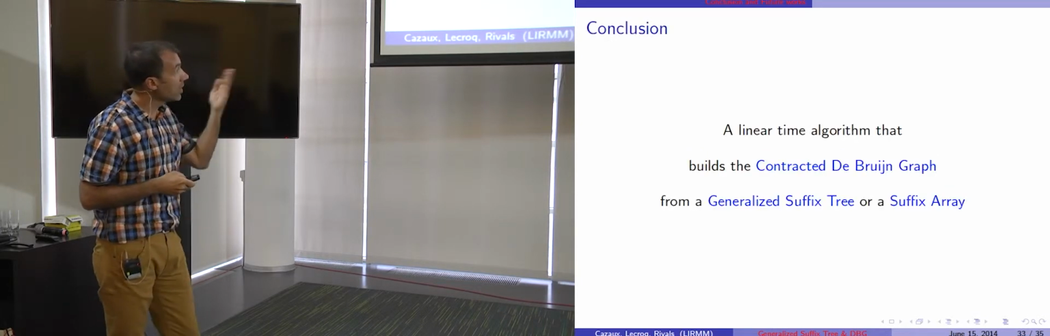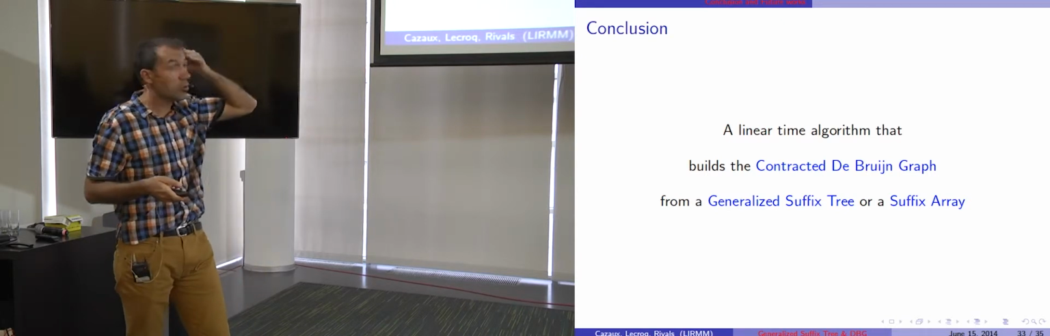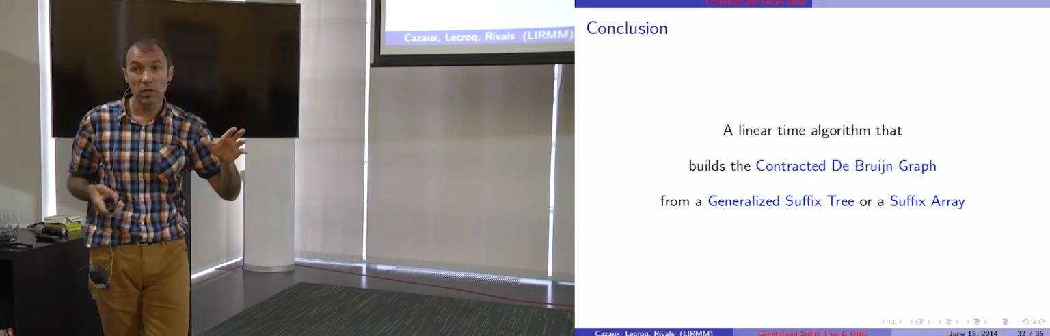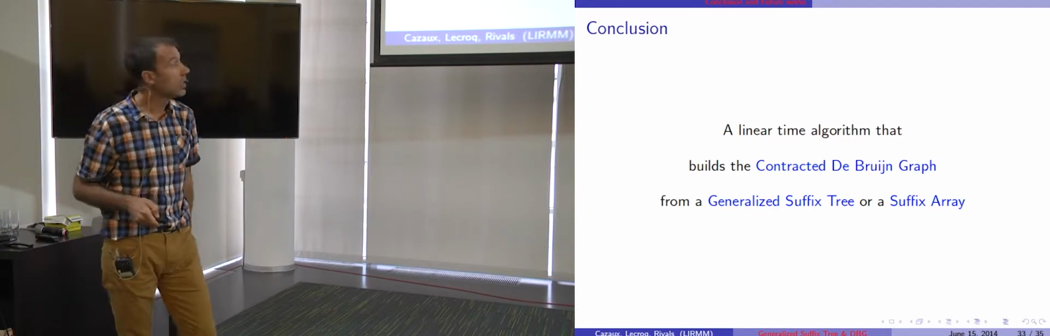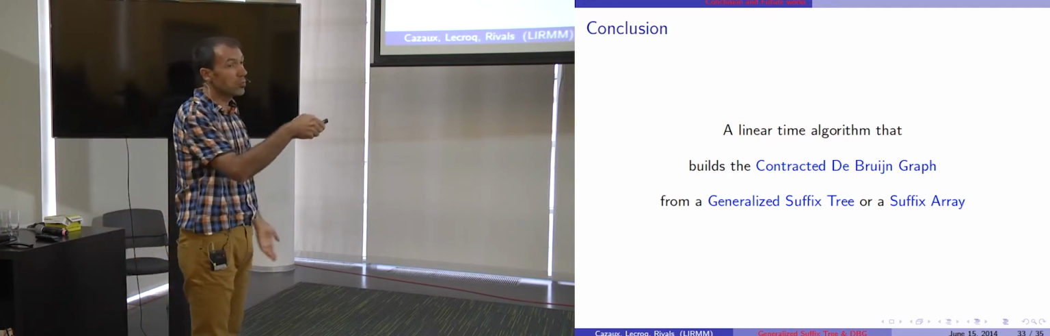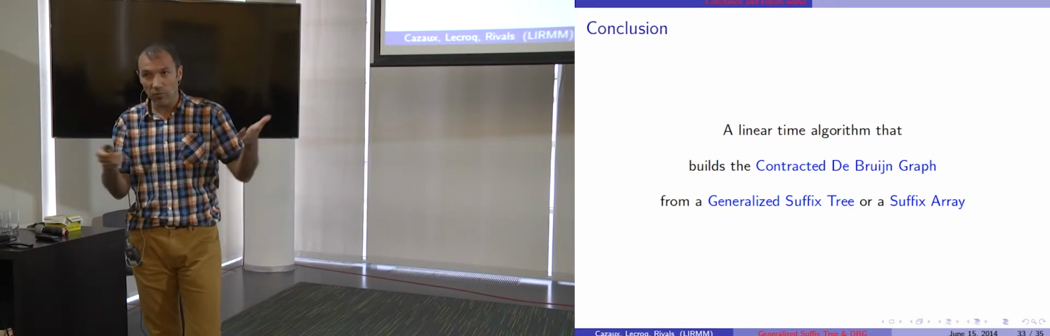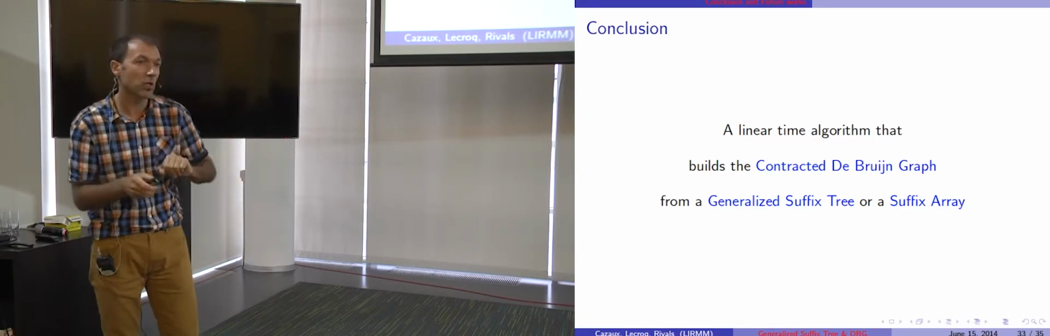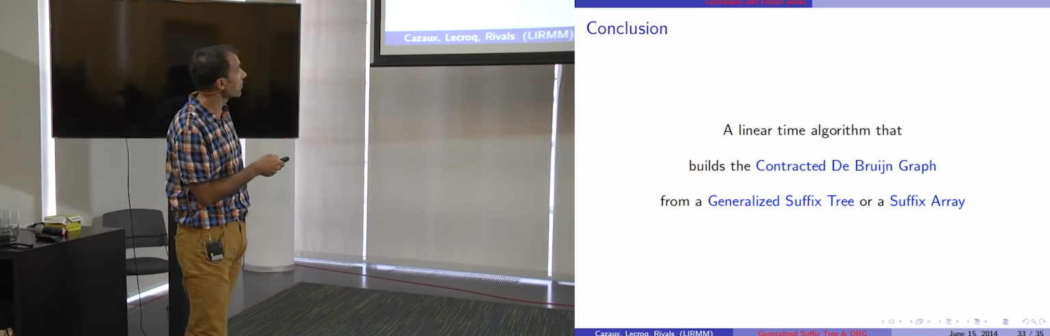So the result is a new linear time algorithm to construct a contracted doubling graph directly from some standard data structure. And what you can do with a generalized suffix tree, you can also do with a generalized suffix array and with other data structures, but only one is detailed in the paper. The results for the suffix array are also there, but in very minimal form.